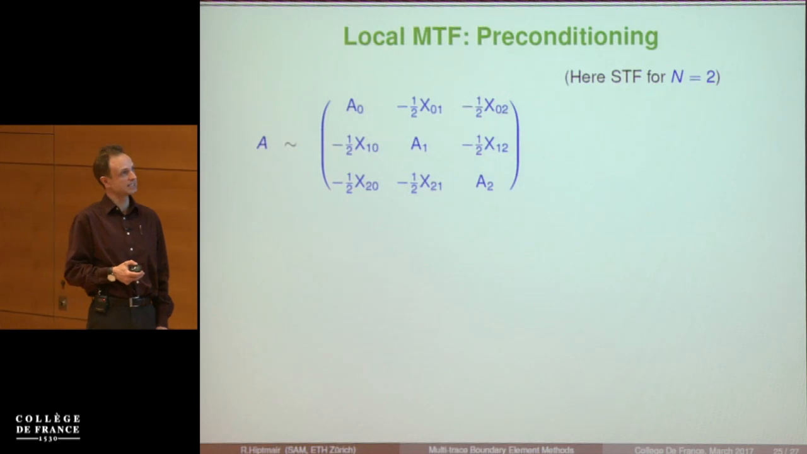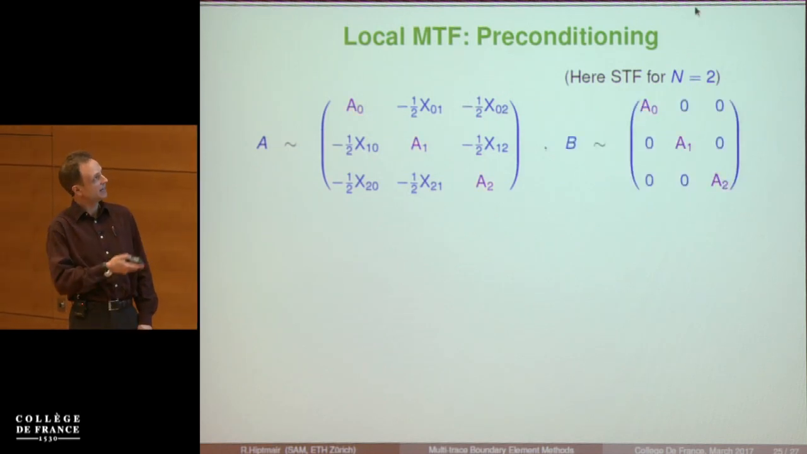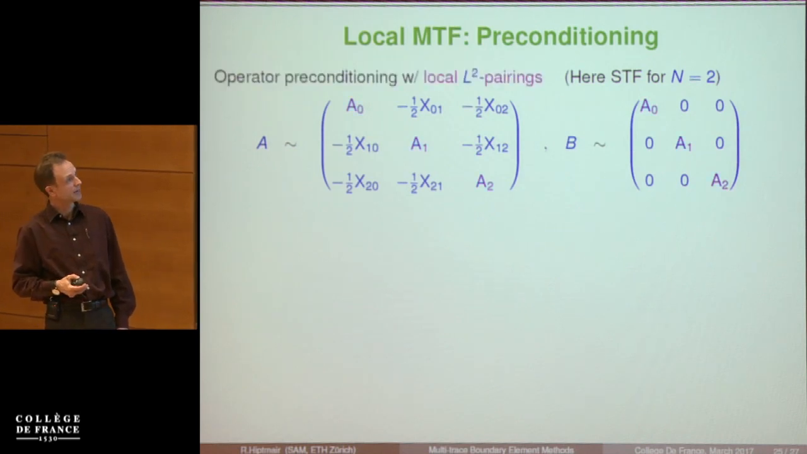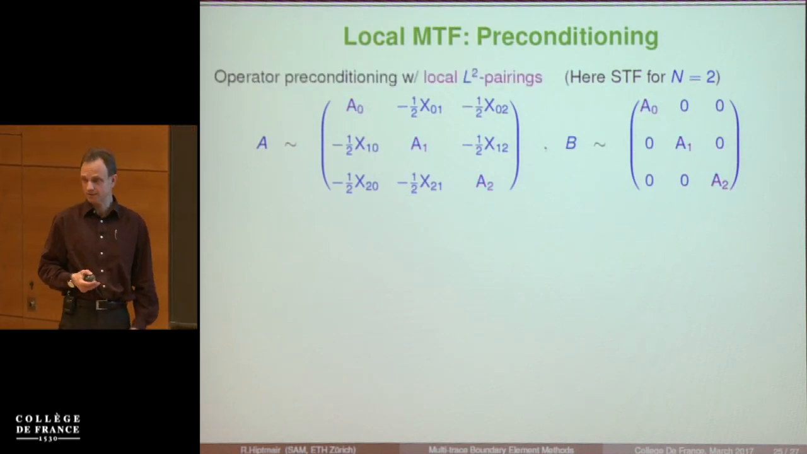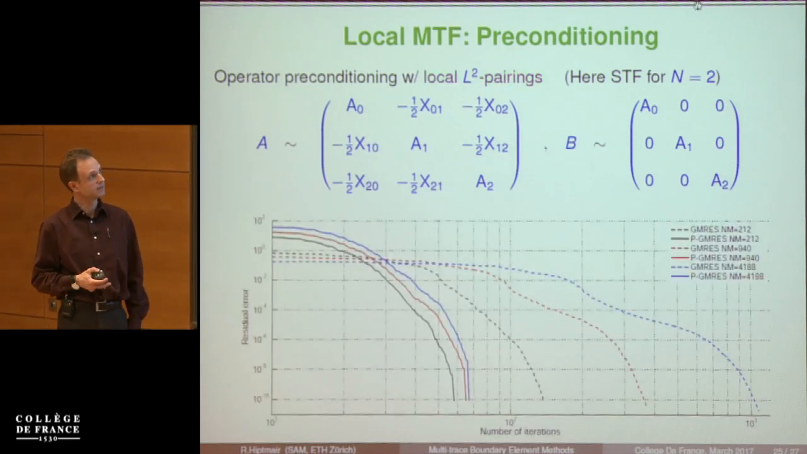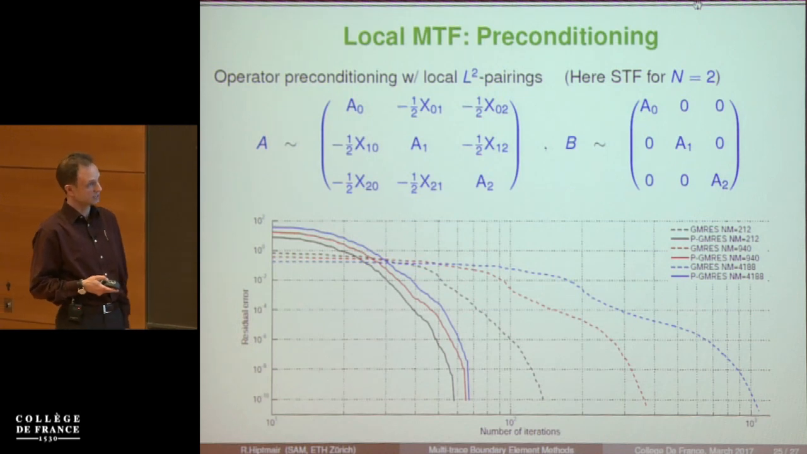And it's posed in a setting perfect for operator preconditioning. Again, this is the operator, and we could precondition it by itself, but we can also precondition it by its diagonal. This is what we usually did. And use local L2 pairing for the D. And then what you get is very impressive results.